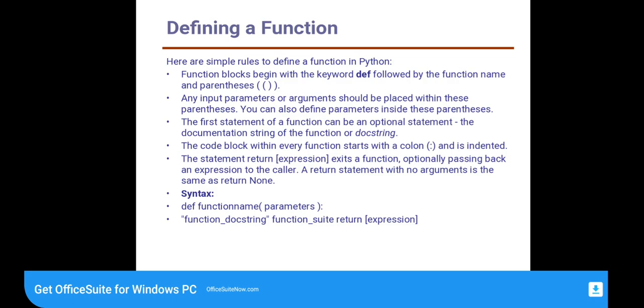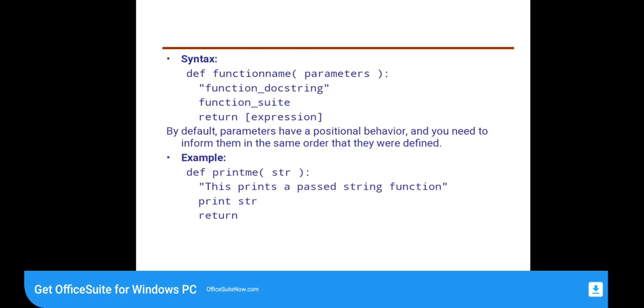So the syntax of defining a function: def function name, parameters, and we should put the colon also. Function documentation string, function should return expression. So this is the syntax: def function name, parameters, colon, function documentation string, function should return expression. By default, parameters have a positional behavior and you need to inform them in the same order that they were defined. So this is a simple example.